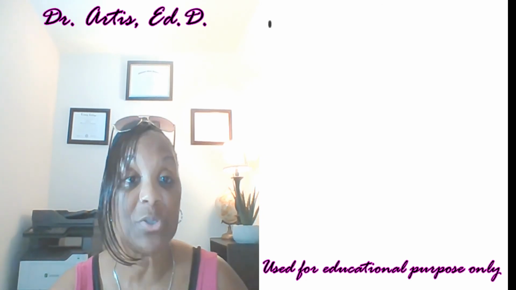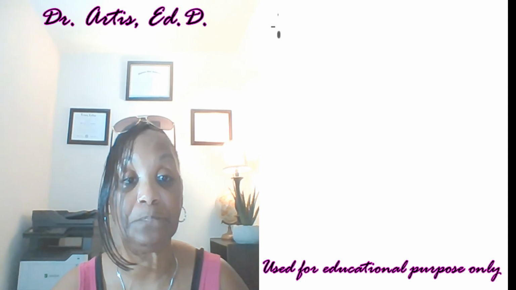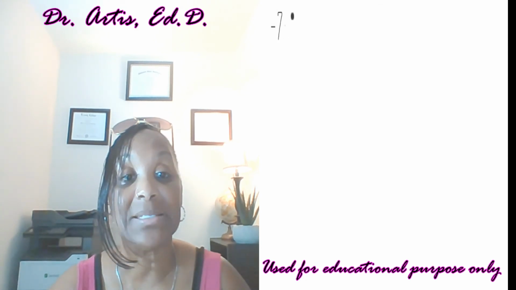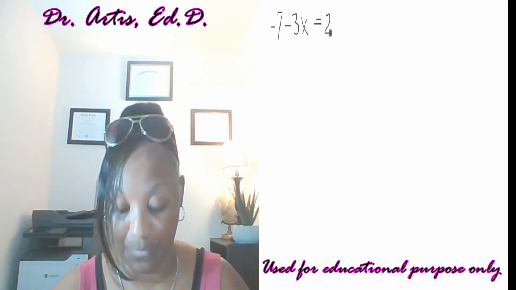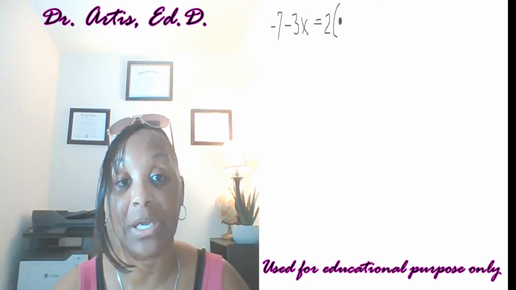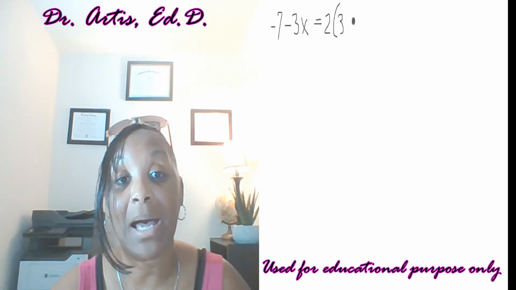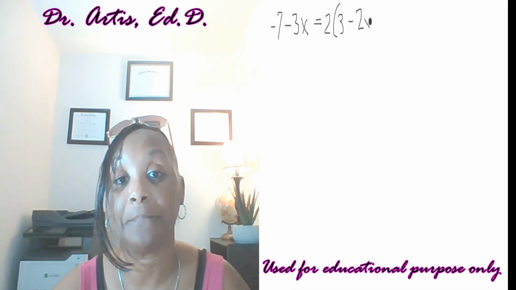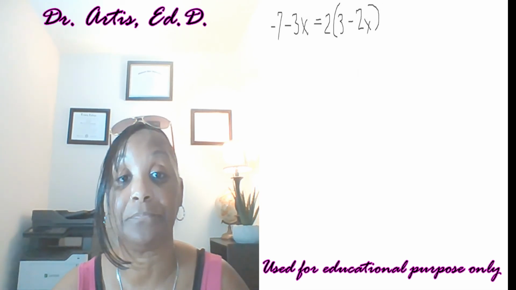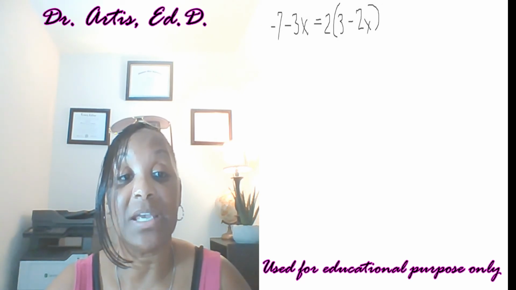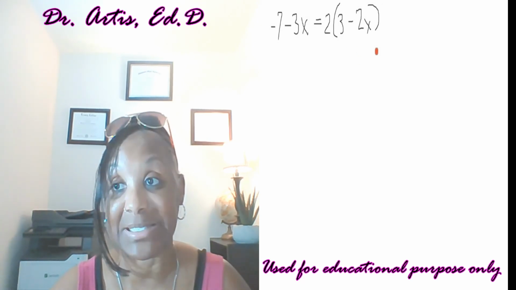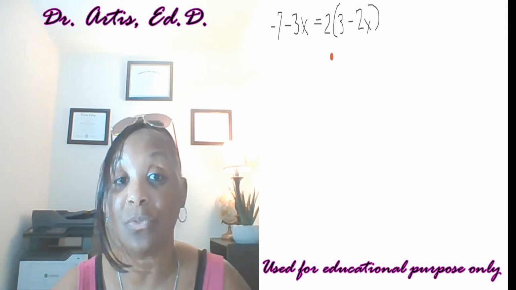Okay, that's number 28. We have negative 7 minus 3x equals 2 times 3 minus 2x, close parentheses. Okay? So now, when you look at this problem, the first thing you should think to yourself is, I need to get rid of my parentheses. In order to do that, you need to use the distributive property.